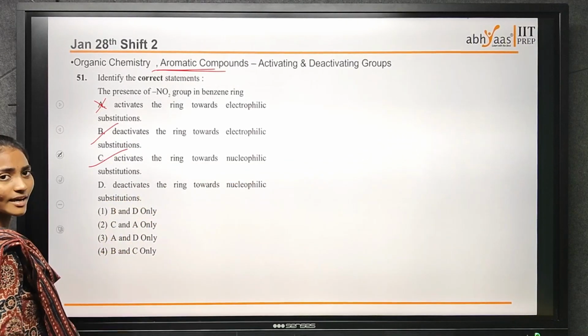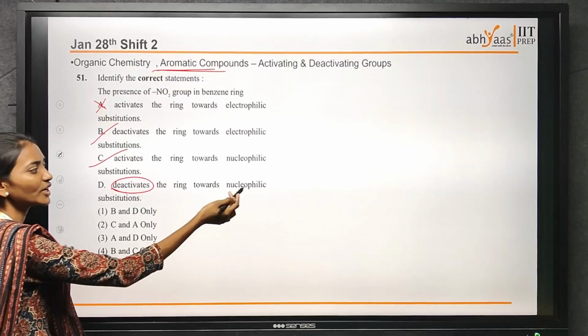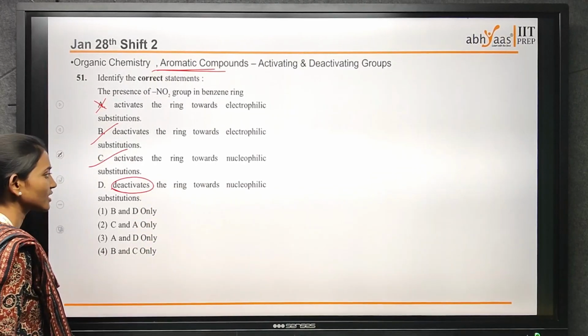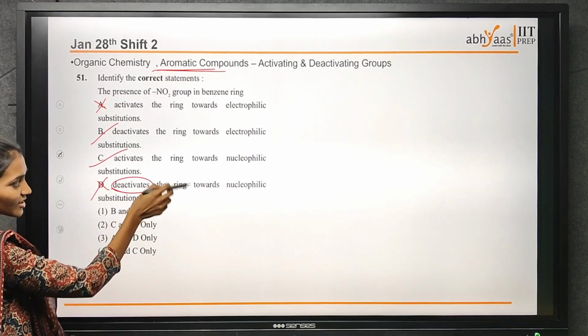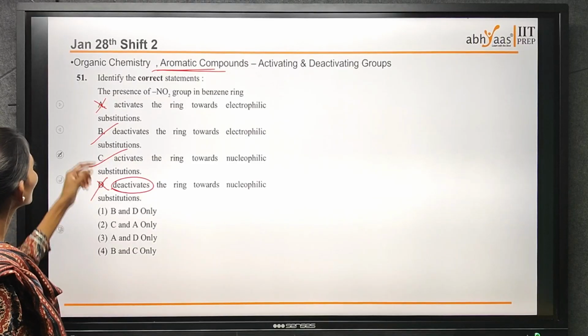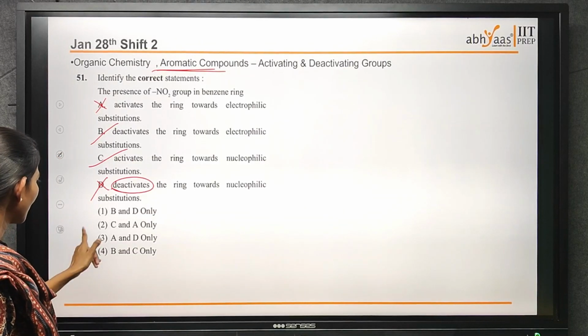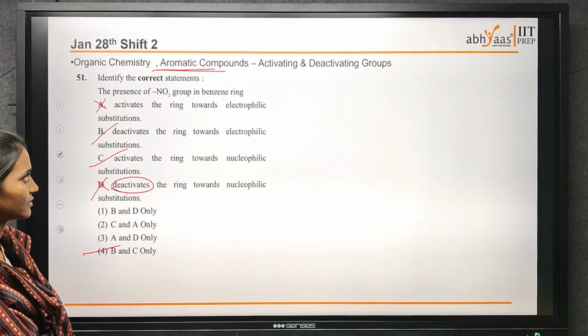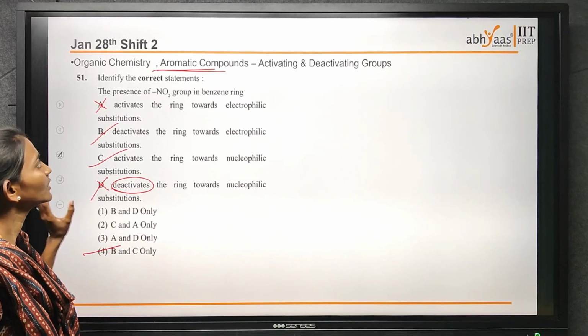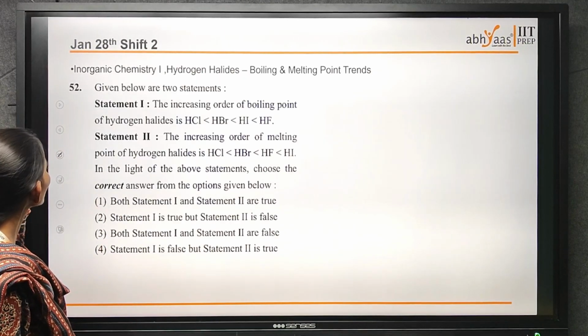Here you can see this is correct and this is not. Deactivates. When you are getting nucleophile, it will become easier, right? So this is also not an option. Just reverse the statements they are asking, simple. So B and C is a correct option. B and C, fourth option is your answer. Simple question, moderate one, conceptual based one. Okay. Moving on to next question.